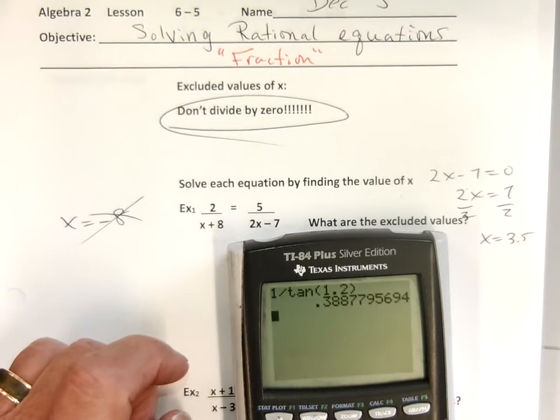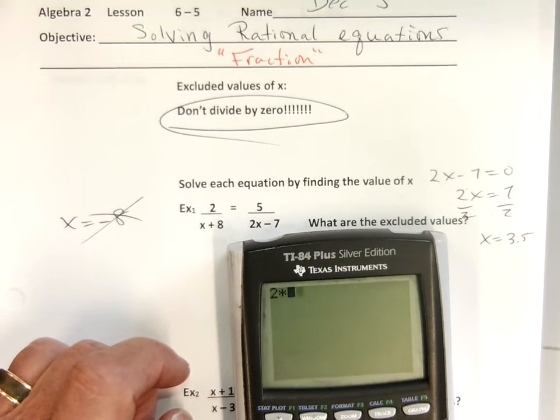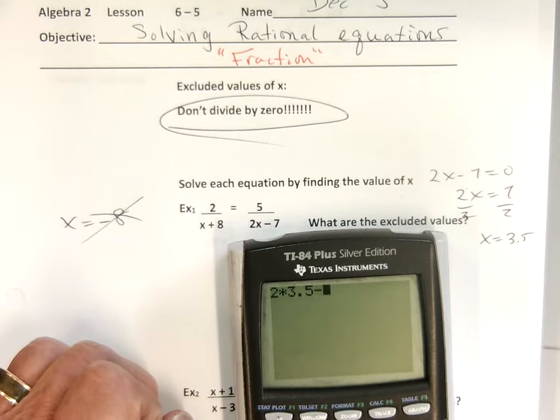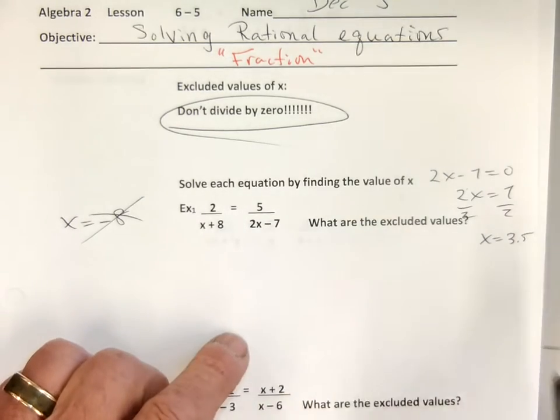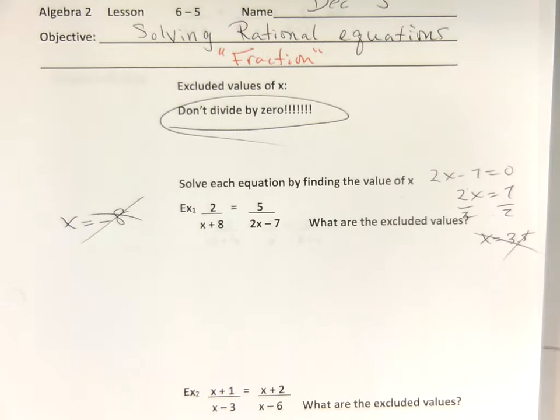If I went 2 times 3.5 minus 7, I get 0, right? So we better say x cannot be 3.5. And again, I don't know what the answer is yet. I haven't solved for x yet. But I know this. If I get an answer of -8, I'm going to say no solution. If I get 3.5, no solution. Thumbs up on that? Can't be -8, can't be 3.5.